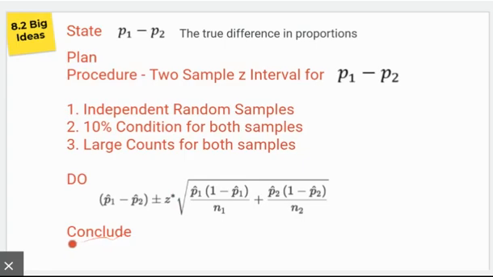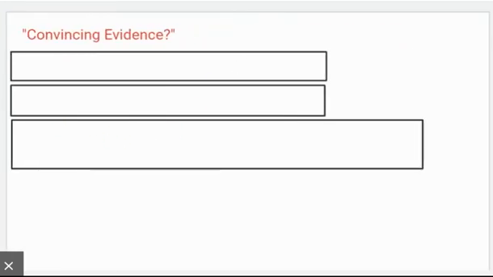And then our conclusion is the same as it's always been. We are blank % confident that the interval from blank to blank captures the true difference in proportion between whatever your context is. Now, there's one more thing we want to look at when it comes to this type of confidence interval. And we want to talk about convincing evidence. Does the confidence interval give us convincing evidence of some things? Well, what does it convince us of?